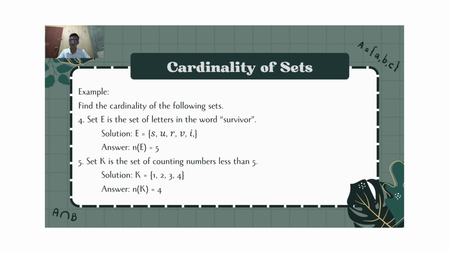Let's proceed. Another example. So those are the other examples we can see there. The set is the set of letters in the word survival. So we can see there that the number of letters included in the set is five. It contains five elements. On example number five, set K is the set of counting numbers less than five. So less than five, we have four, three, two, one. So the answer is four. So there are four elements.